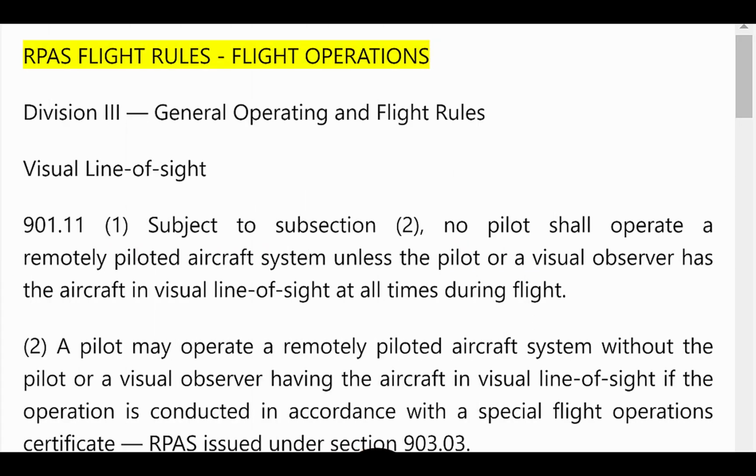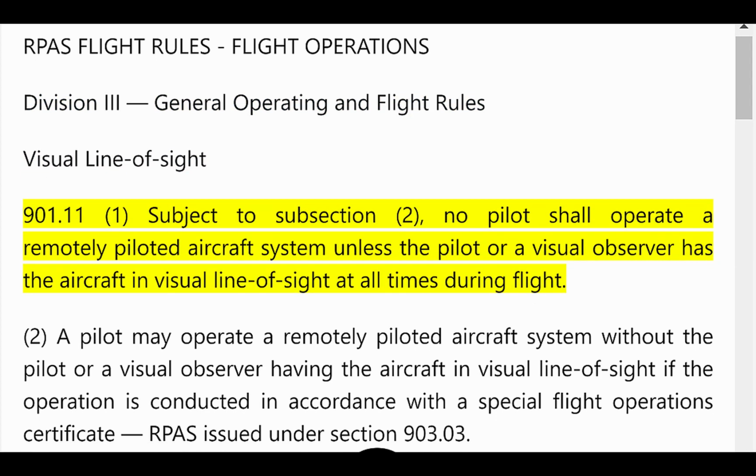RPAS Flight Rules, Flight Operations. Division 3, General Operating and Flight Rules. Visual Line of Sight. 901.11(1), subject to subsection 2. No pilot shall operate a remotely piloted aircraft system unless the pilot or a visual observer has the aircraft in visual line of sight at all times during flight.